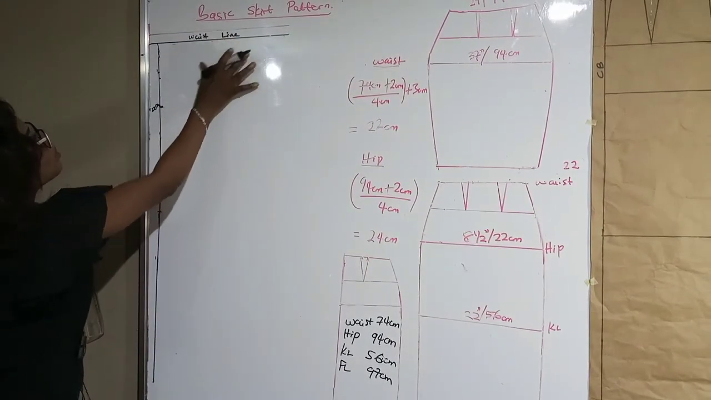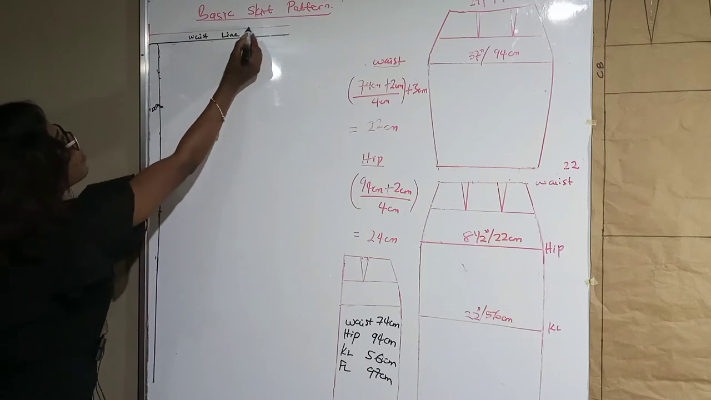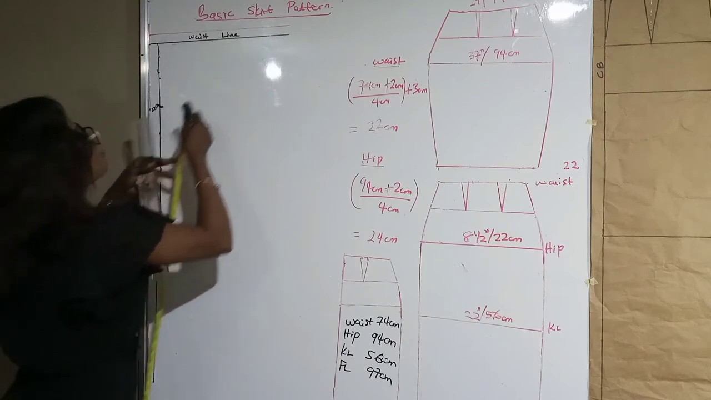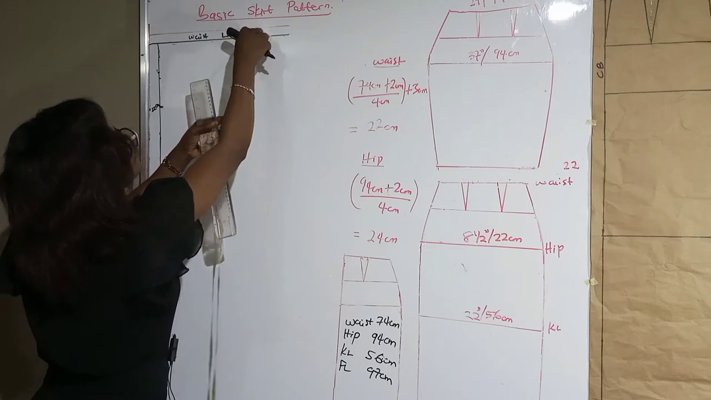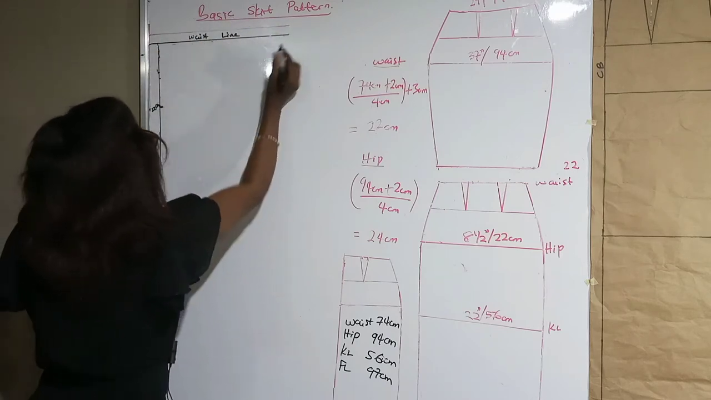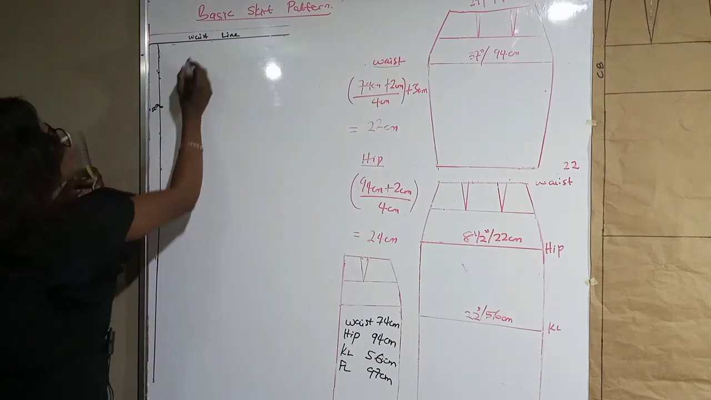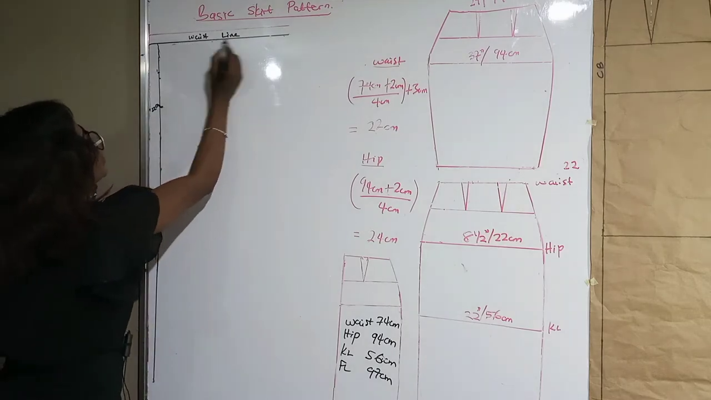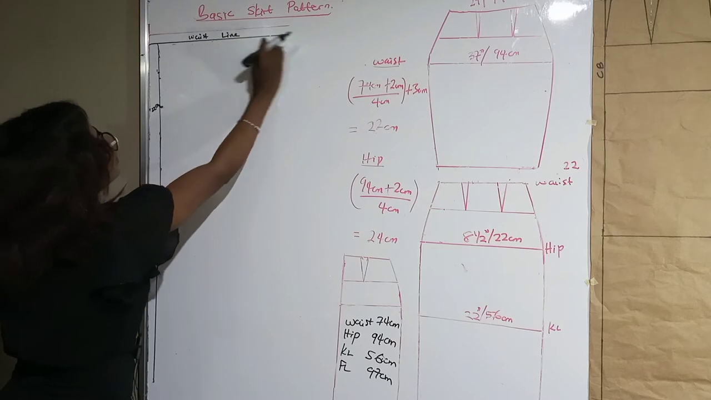Let's assume this is your brown paper. This is the tip of your paper. Just mark 1 inch or 2.5 cm. Do the same all around and connect with a straight line. Now, you can write your waist line. So that is the waist line.